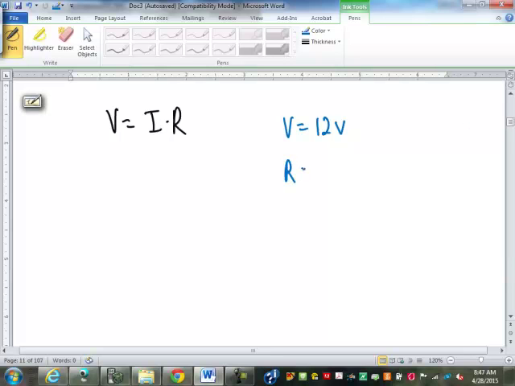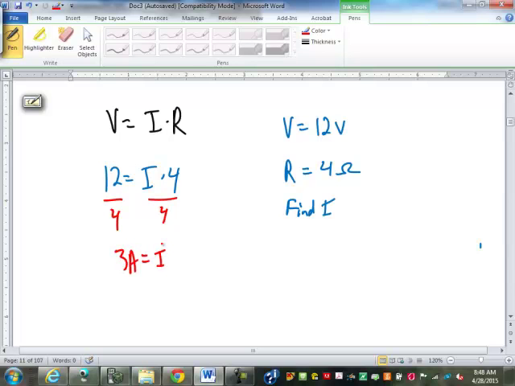And let's say you know you have a resistance of 4 ohms and you want to know what current's going to flow. Now I realize 4 ohms is a low resistance too. How do you find the current? You plug in the numbers. 12 for the voltage, 4 for the resistance, and what are you going to do? Divide by 4. The current is 3, so 3 amps are flowing.